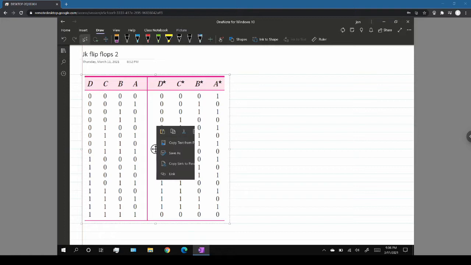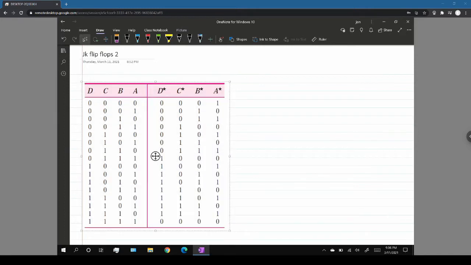Let me just be clear. State table. And if you look at what we're counting, we're basically counting from 0 all the way down to 15 here. This is 15.